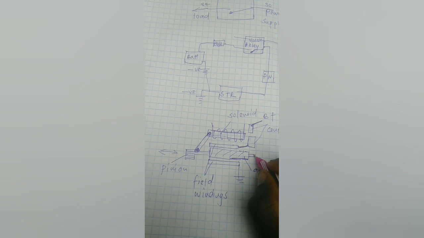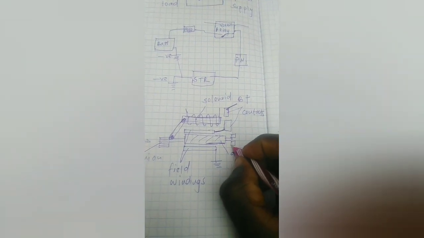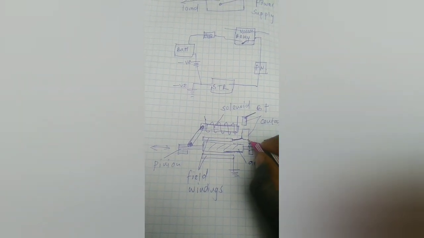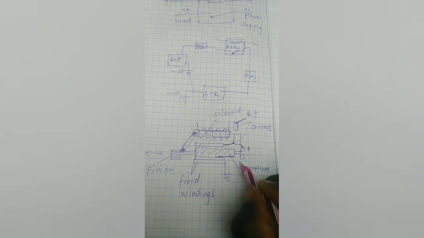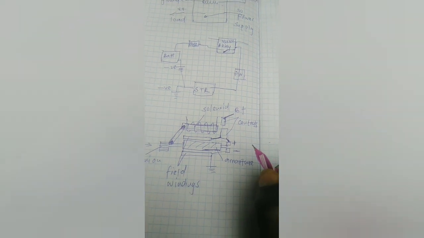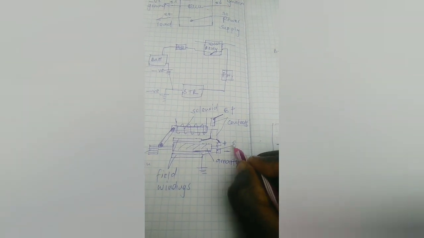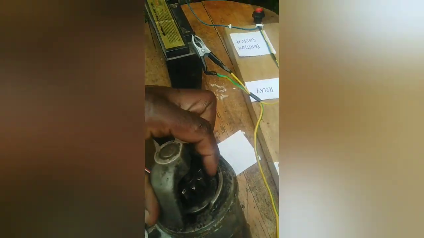Here we also have brushes. This one is positive and this one is negative. The brushes are at the back here. So that is the pinion gear.